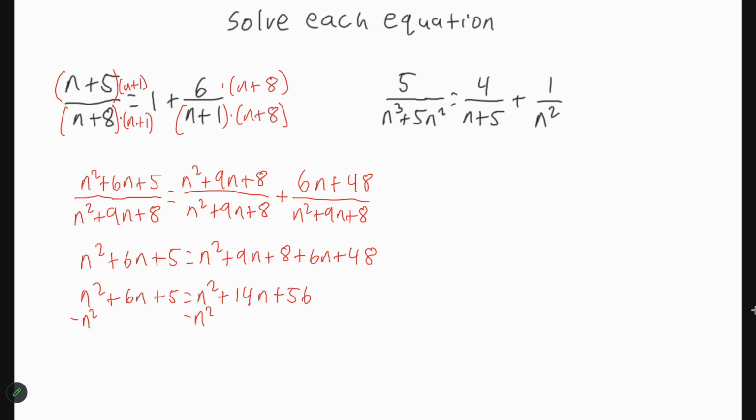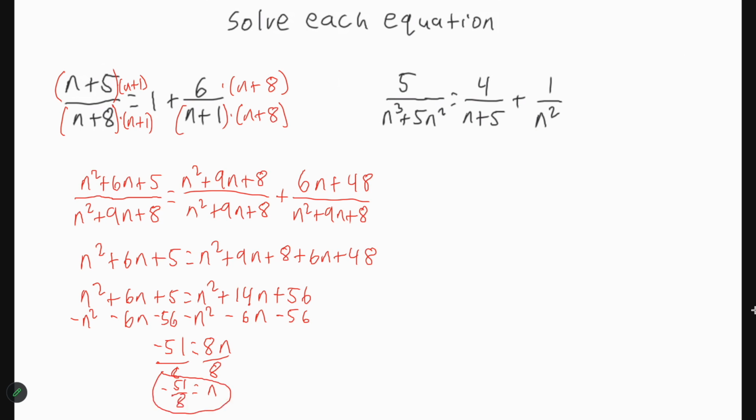Then bring the n's together. I'll subtract 6n from both sides. And so then I will subtract 56 from both sides. And that will leave me with negative 51 is equal to 8n. Divide both sides by 8. And n is equal to negative 51 over 8.